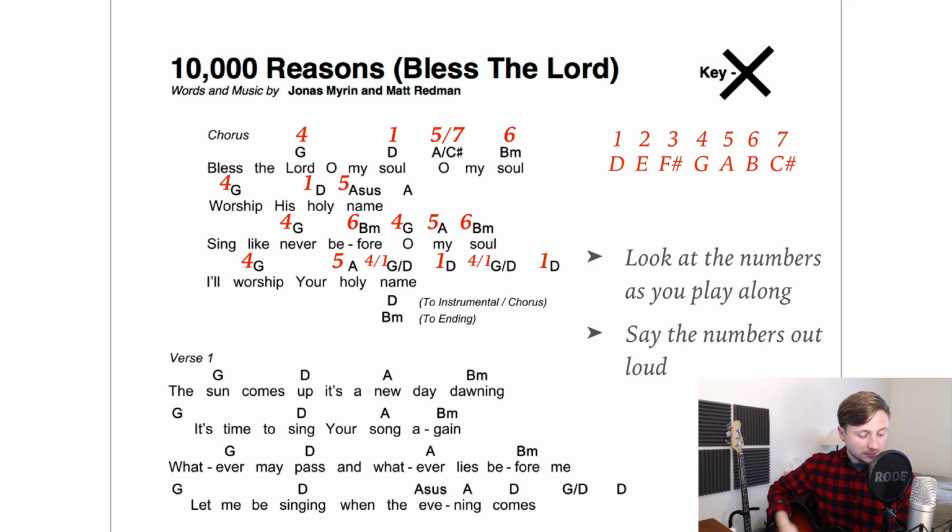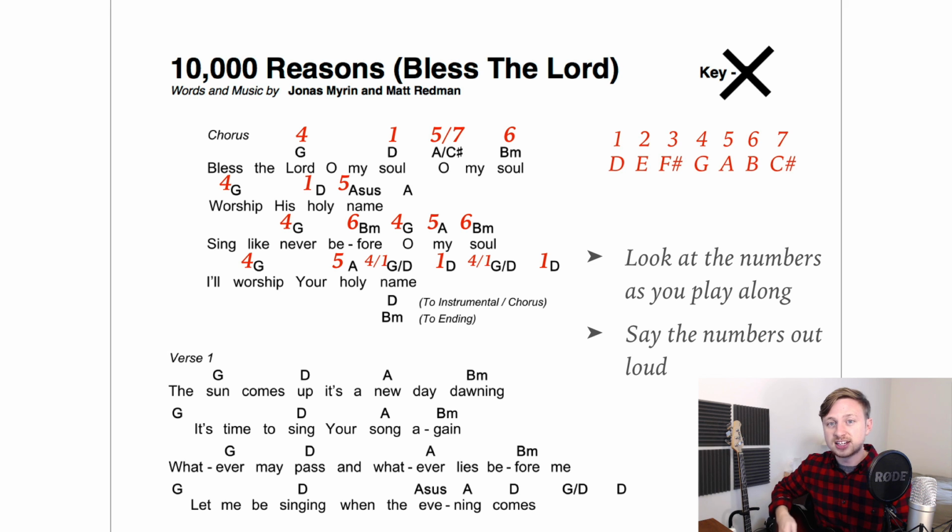Okay, so we're going to look at our chart and go, okay, G, so 4, 1, 5/7, 6, 4, 1, 5. Okay, and what this is going to do for you as you play along like that and say those out loud, the first thing it's going to do is your brain is going to associate, okay, G is 4, D is 1.